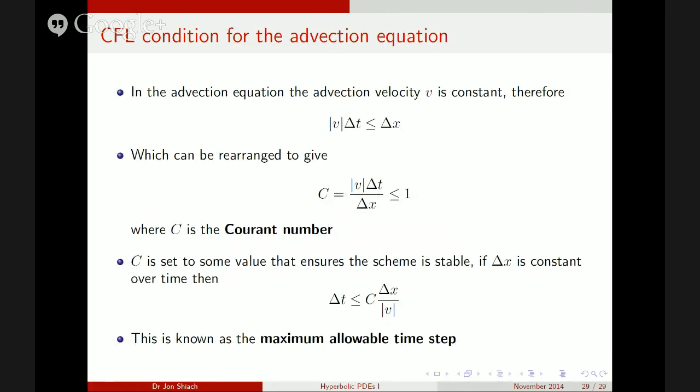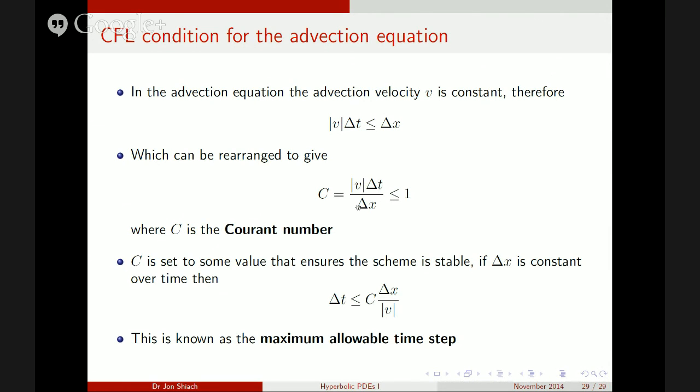We can rearrange this. If we divide both sides by delta x, we get 1 on that side. So we've got to make sure that this number, remember delta t, delta x, just numbers, and v is velocity, has got to be less than 1.